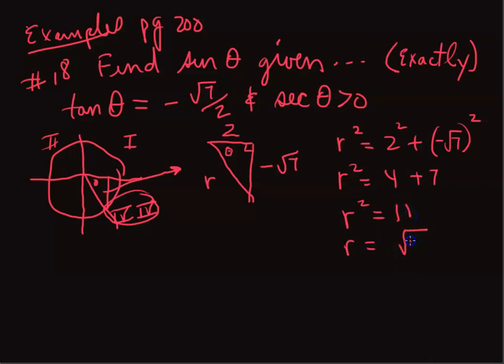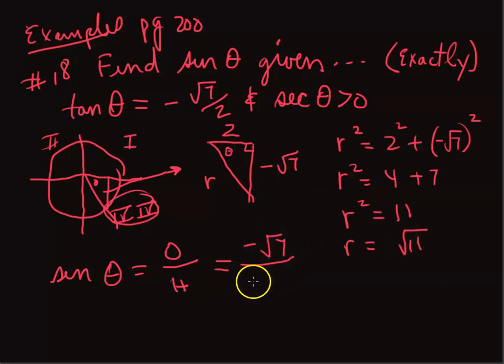So r is either positive or negative square root of 11. Well, hold it. R is always positive. So it's positive square root of 11. So if r is square root of 11, and we want the sine of theta, which is the opposite over the hypotenuse, what r is. The opposite of theta is negative square root of 7. The r is square root of 11.